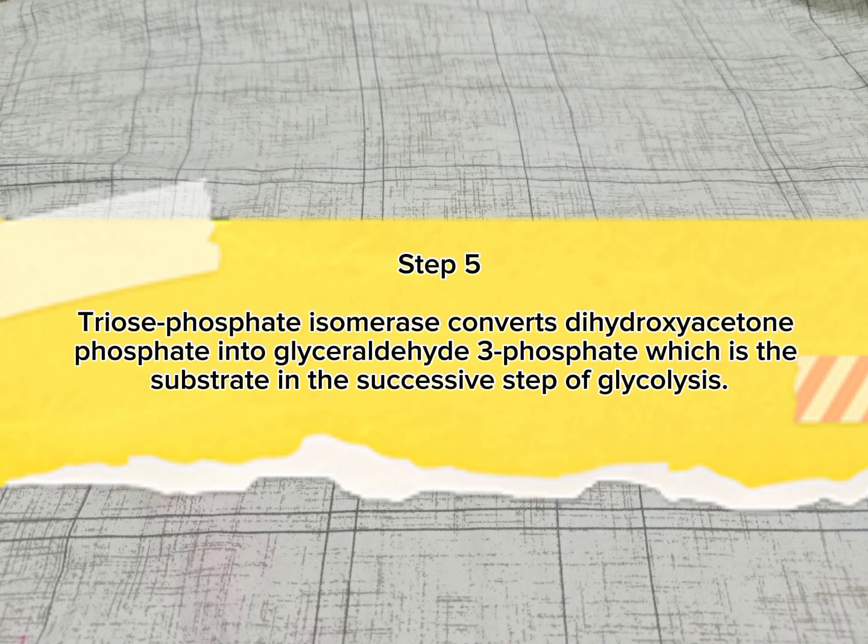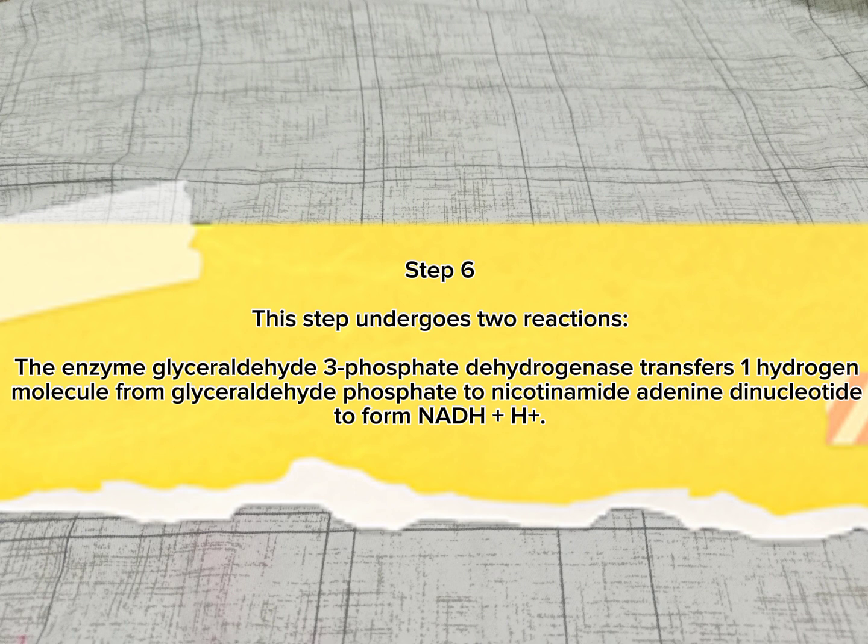Step 5. Triose phosphate isomerase converts dihydroxyacetone phosphate into glyceraldehyde 3-phosphate, which is the substrate in the successive step of glycolysis. Step 6. This step undergoes two reactions. The enzyme glyceraldehyde 3-phosphate dehydrogenase transfers one hydrogen from glyceraldehyde phosphate to nicotinamide adenine dinucleotide to form NADH plus H plus.